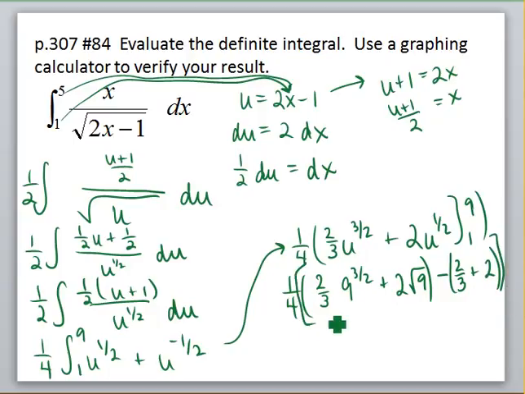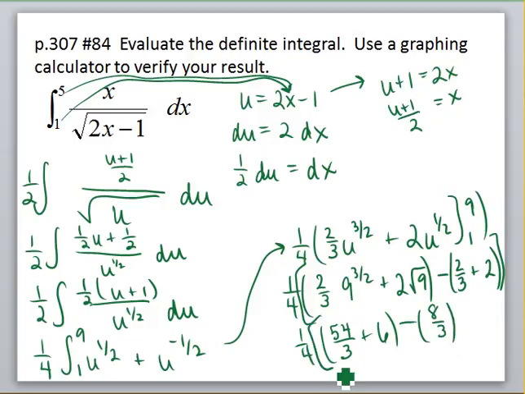And I'm multiplying by 1/4 at the end. So the square root of 9 is 3. 3 cubed is 27. So I get 54 over 3 plus 6 minus, this would be 2 and 2/3, which would be 8/3. And we're multiplying by 1/4 at the end. So I end up getting the answer of 18 plus 6 minus 8/3 being multiplied by 1/4. And when you simplify all that, you end up getting 5 and 1/3. And I'm squeezing that in there.